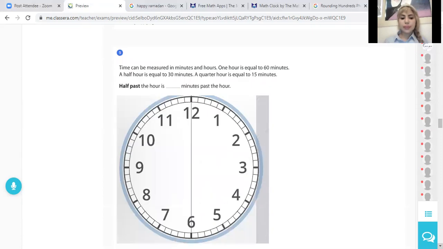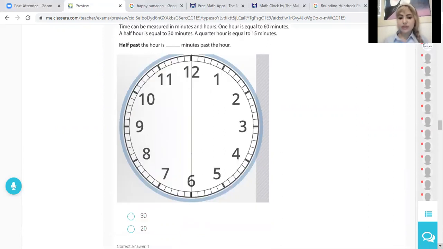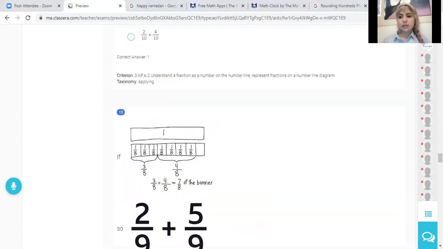Time can be measured in minutes and hours. 1 hour equals 60 minutes. Half an hour is 30 minutes. A quarter hour is 15 minutes. Half past the hour is half of it. We said the half is 30 minutes. The half is 30 or 20? No, the half is 30 minutes. What's wrong?